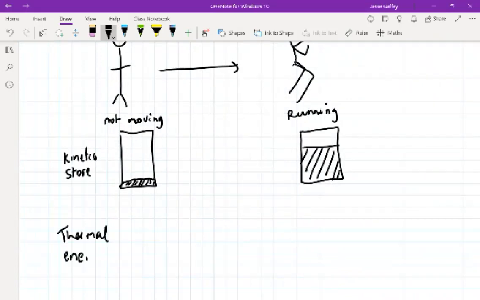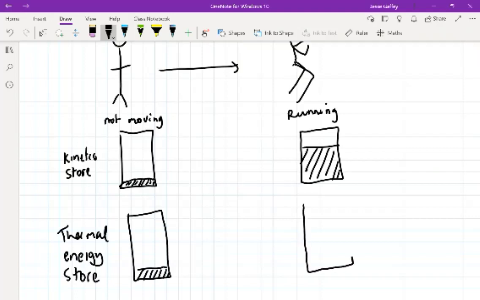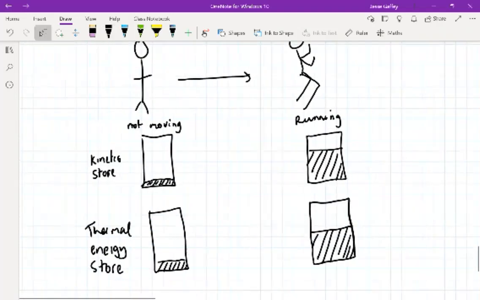Because as the person runs, they are going to heat up. They are going to warm up. So when they're just standing around doing nothing, they're not sweating, they're not feeling hot. But as they run for like 10, 15 minutes, they will start to feel much warmer. The temperature of their body will increase. They will start to sweat. They will start to breathe heavier and try and cool themselves down. That is the thermal energy store.